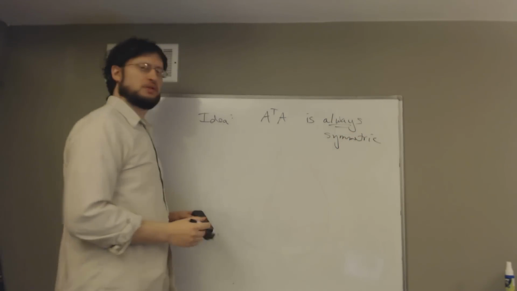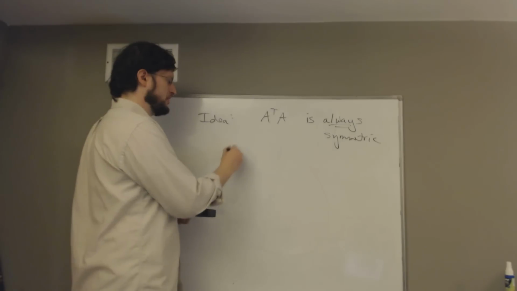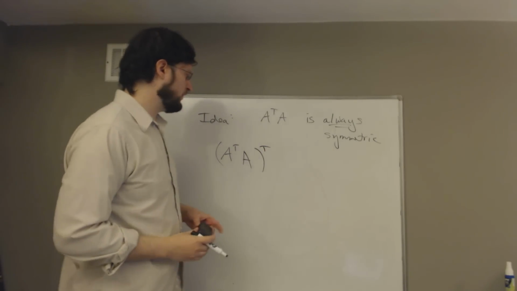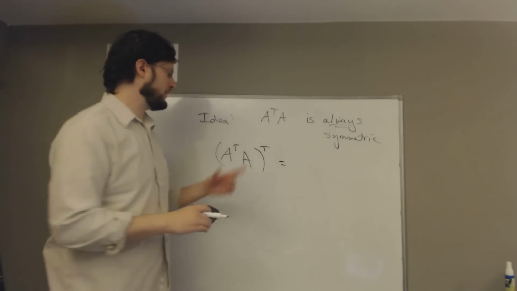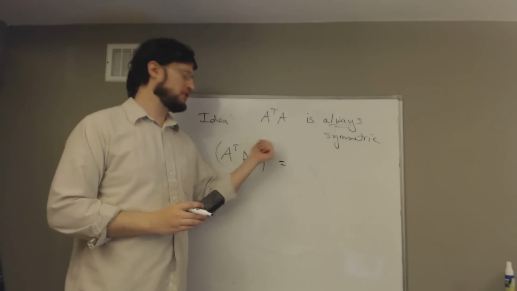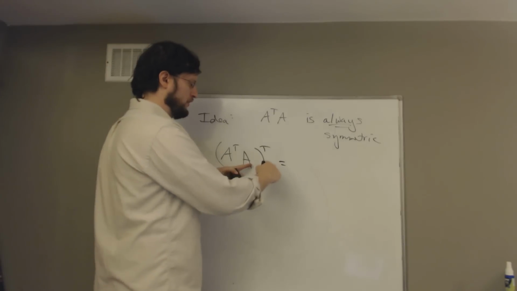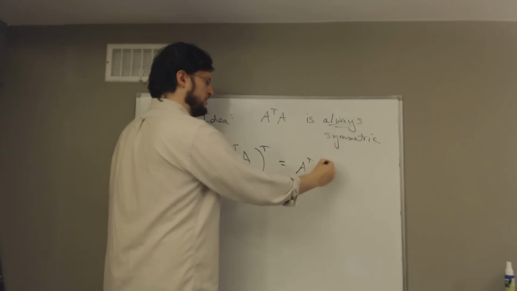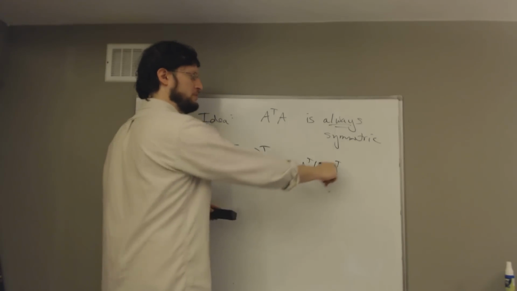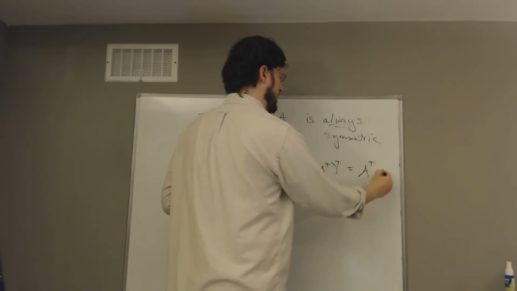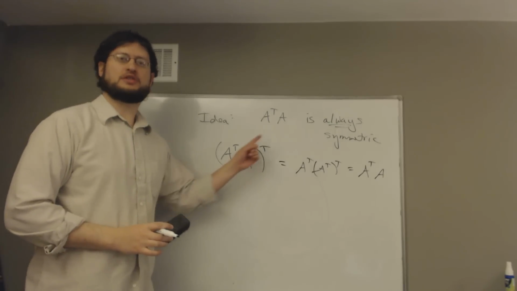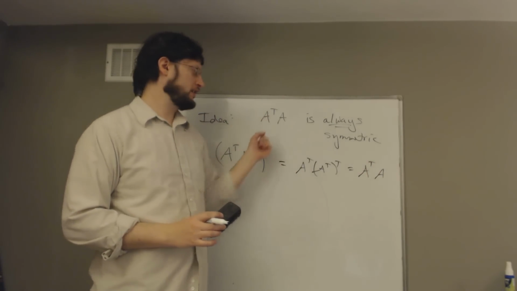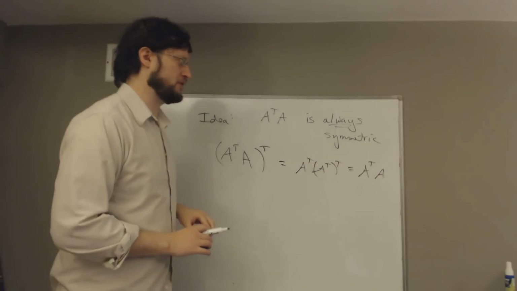And the reason that that's true is because, remember, what does it mean to be a symmetric matrix? It means that if I take its transpose, I get the same matrix back. So if I take the transpose of this, remember that if I take the transpose of a product, I transpose each piece, but I have to flip the order. So if I transpose each piece but flip the order, I'm going to get A transpose times A transpose transpose. But transpose transpose is just A. So A transpose A transposed is A transpose A, which means that A transpose A is itself, which means that it's symmetric.